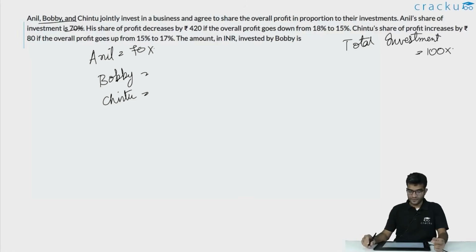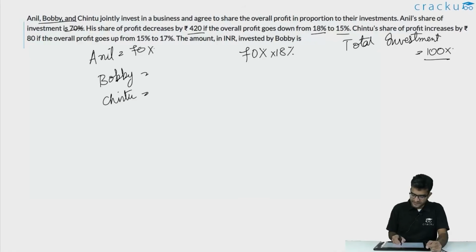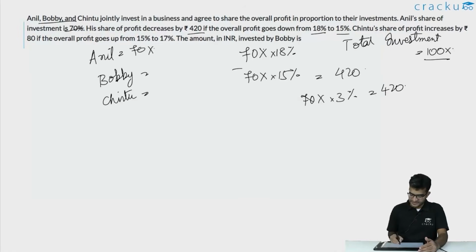We are told that his share of the profit decreases by 420 if the overall profit goes down from 18% to 15%. So if the original profit was, because the total investment is 100x, Anil's investment would be 70x. So 70x is his investment and the original profit would have been 70x into 18%. But if the profit percentage decreases to 15%, that is if it becomes 70x into 15%, this difference is equal to 420. Or what this would imply is that 70x into 3% is equal to 420. This is 6. So the value of x is equal to 200.